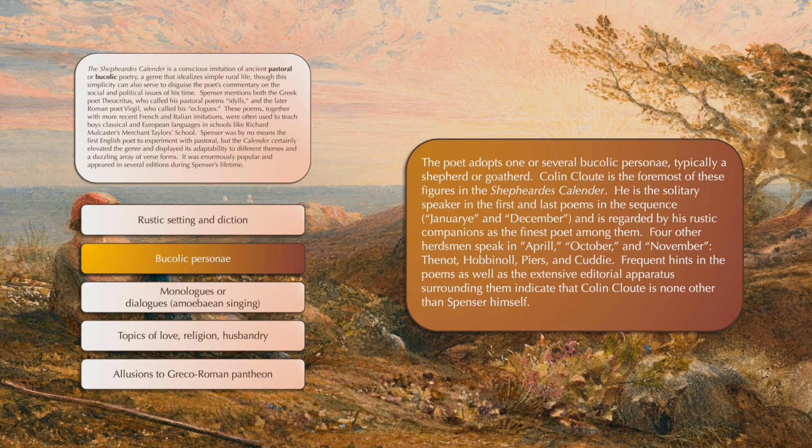There are frequent hints in the poems, as well as the extensive editorial apparatus surrounding the poems, that indicate that Colin Clout is none other than Spenser himself. And in fact, Colin Clout appears in other poems by Spenser after the Shepheardes Calendar. I believe he appears in book 6 of The Faerie Queene.